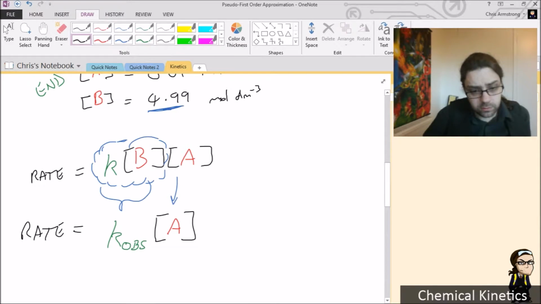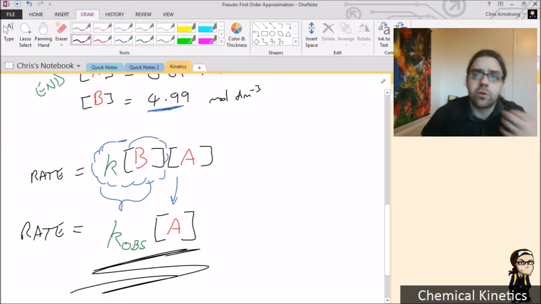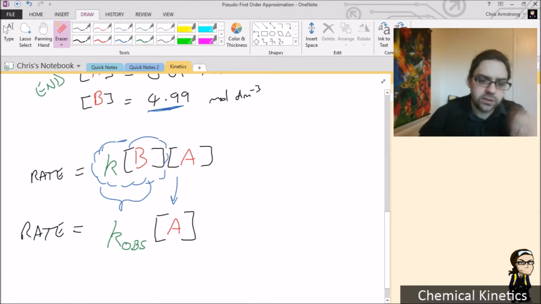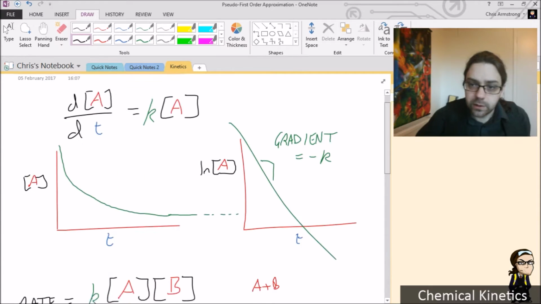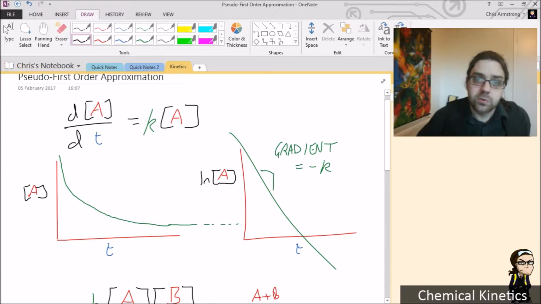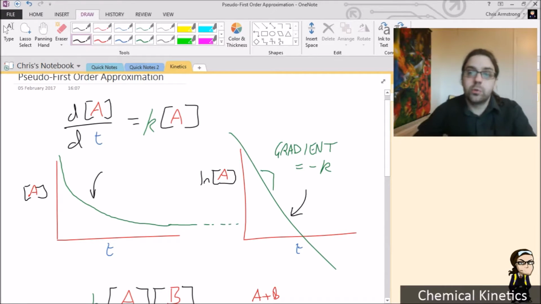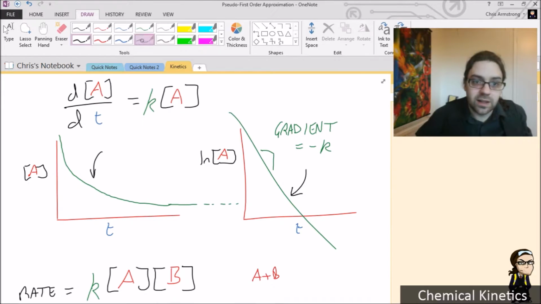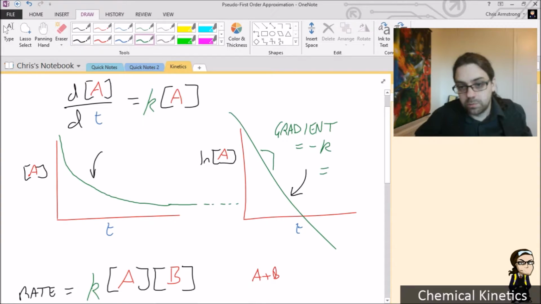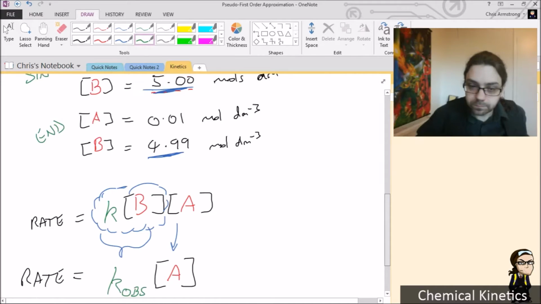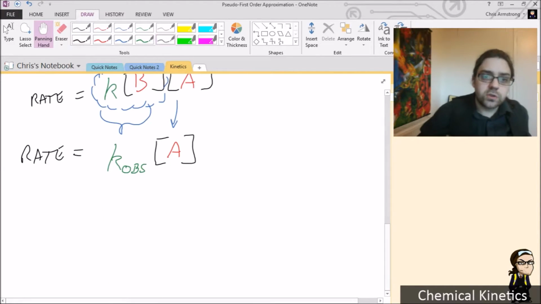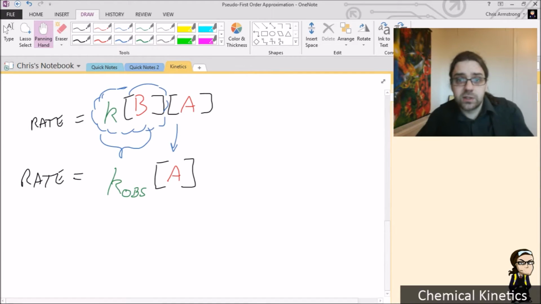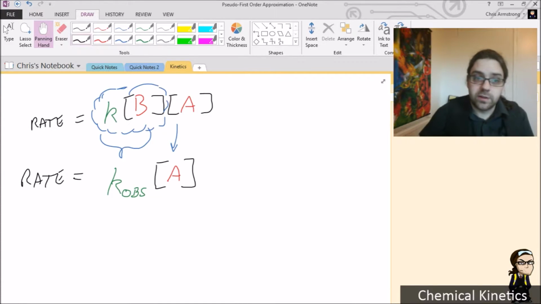And now this is a first order reaction. Really easy to deal with. We've just covered it up here. If this is what our rate laws look like, then this is the curve the reactants make. We take a log of it and plot it, we get a gradient out. So we can in fact get k, or minus k obs, out of that. So if something's in excess, we can just simplify things down.